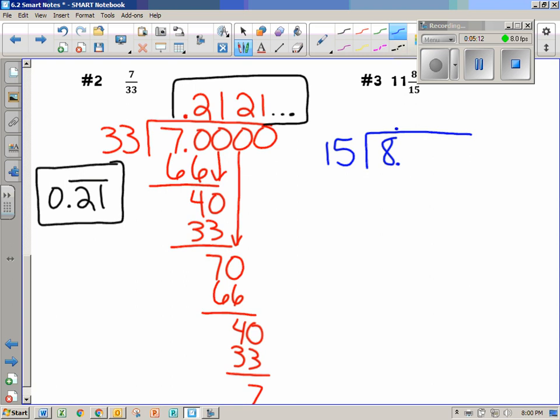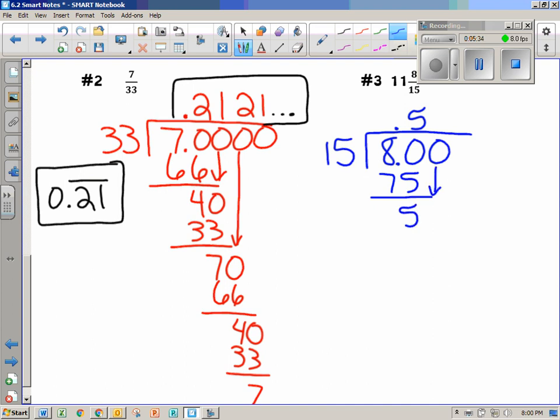My decimal, a couple of zeros there. 15 into 80 goes 5 times. Any scratch work you need to do to figure that out, that 15 times 5 is 75 if you need it, that should go not in your work, but on another piece of paper.